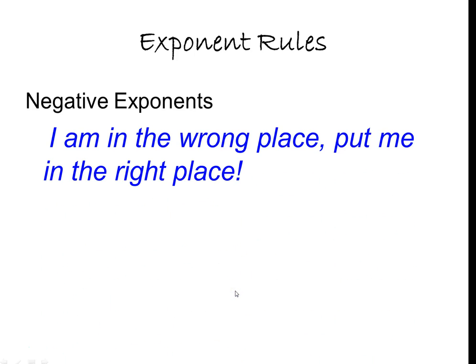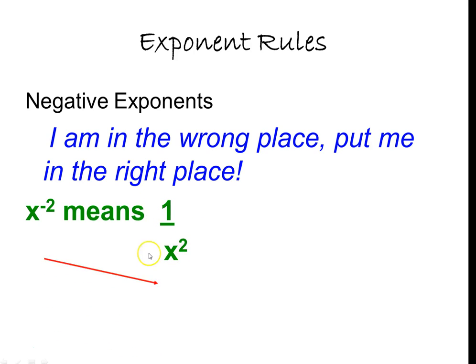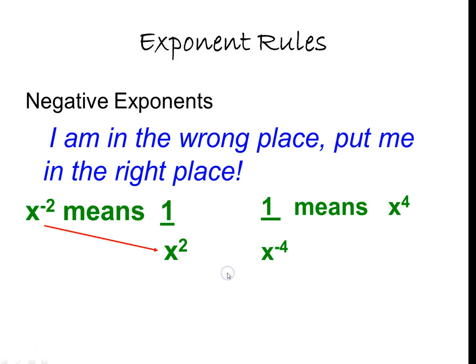So let's talk about this. Negative exponents mean I'm in the wrong place. You need to put me in the right one. If I have x to the negative 2, what it really means is 1 over x squared. The negative 2 was in the wrong place, and now I've put him in the right place. Well, what if I end up with this, 1 over x to the negative 4? Well, a negative exponent means I'm in the wrong place, so I should push it to the top.